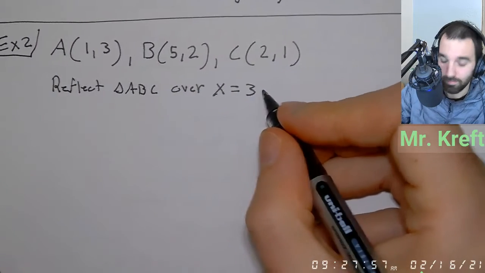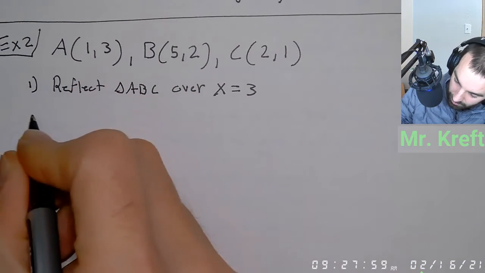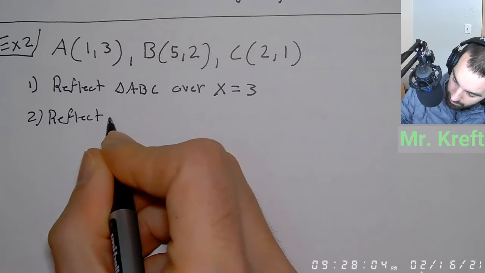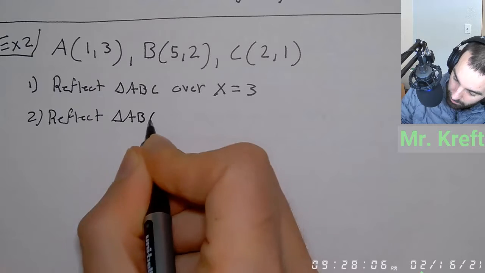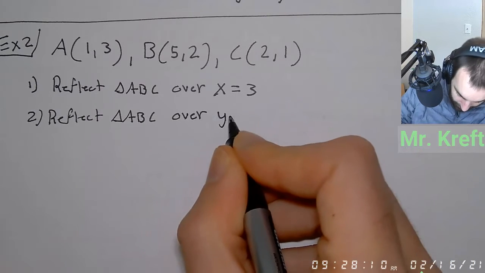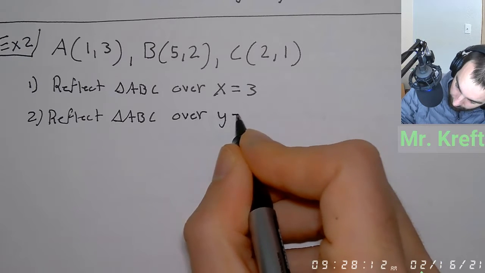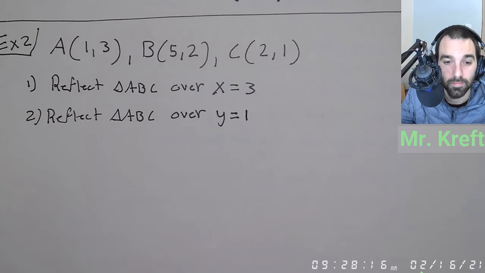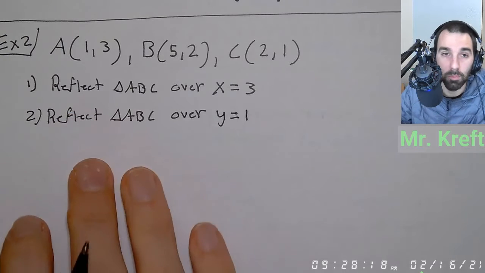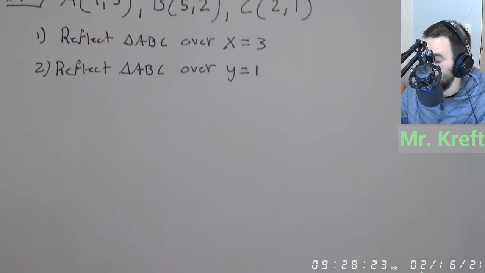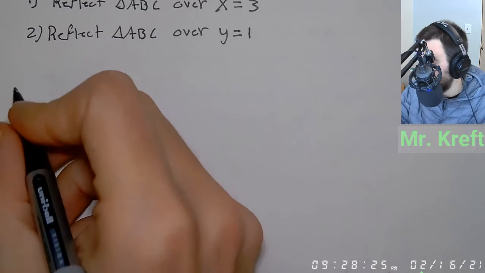Actually, let's do 2. We're going to reflect triangle ABC over x equals 2. And then we'll reflect triangle ABC over y equals 1. We're going to treat this as 2 separate problems, not one problem. So we're not going to do a composition with this. We're going to do 2 different ones.